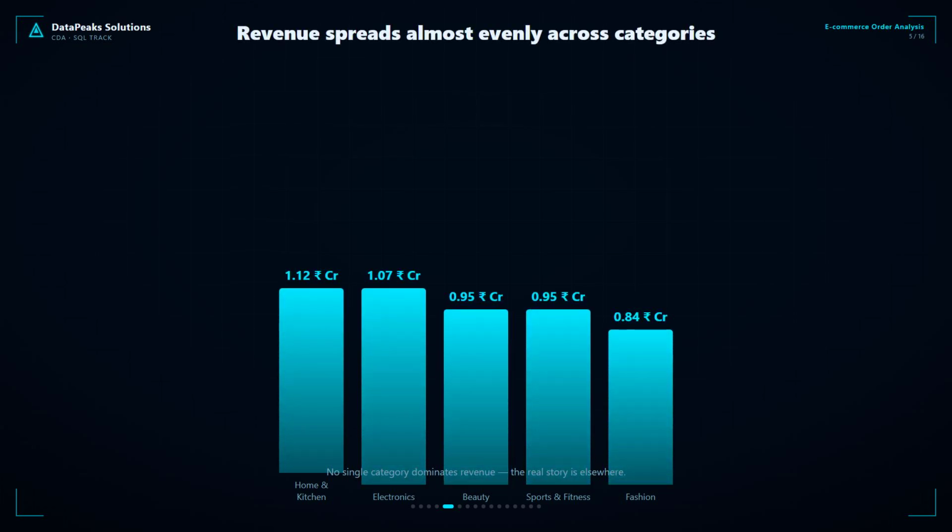After calculating net revenue, it's time to visualize the results. This chart reveals something unexpected. Revenue is distributed almost evenly across product categories. Health and beauty leads with around 1.12 crore rupees, followed closely by electronics, while fashion contributes the least. The gap isn't massive, which means the business isn't dependent on just one category. That's a healthy revenue mix and exactly the kind of insight a simple SQL query plus a chart can uncover.